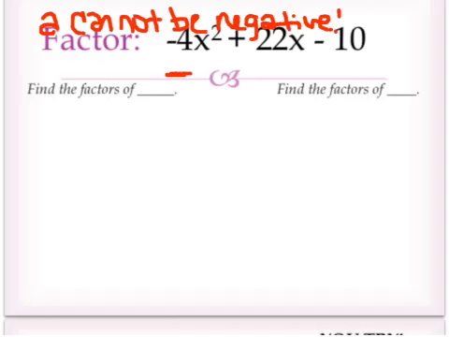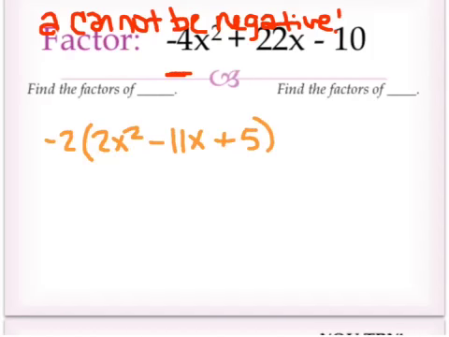Now, while I'm at it, 4, 22, and 10, well, they all have a GCF, right? I can take out a 2. So not only am I going to take out a 2, I'm going to take out a negative 2 so that I can get rid of that negative in front. So pulling out the negative 2, I have 2x squared, okay, minus 11x plus 5, okay? Be careful here. Make sure you did it right. So just looking back, okay, negative 4x squared, positive 22x, minus 10. So make sure that you did everything correctly.